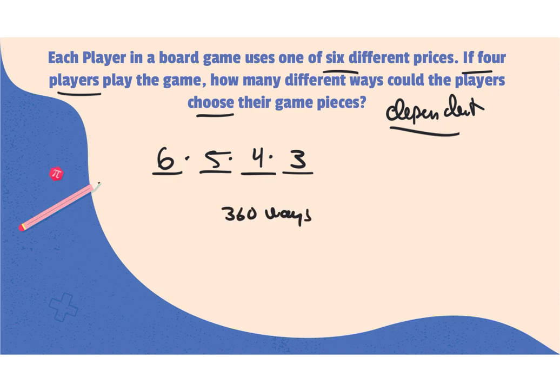All right, short video this time. Please look at whether you've got dependent or independent, and then consider what the different possibilities are and how many I'm going to have for each one of these.